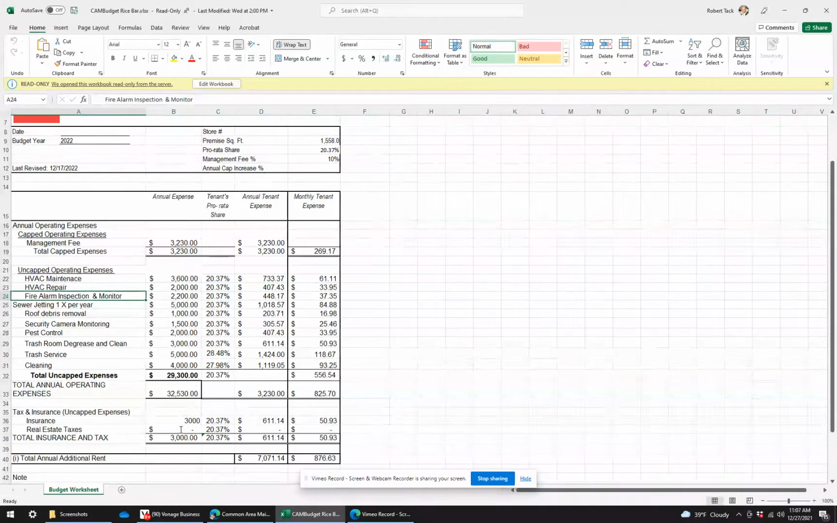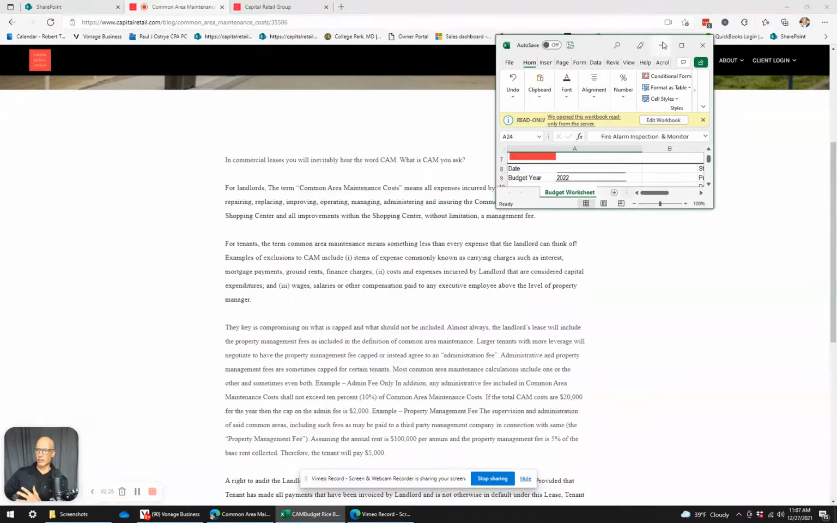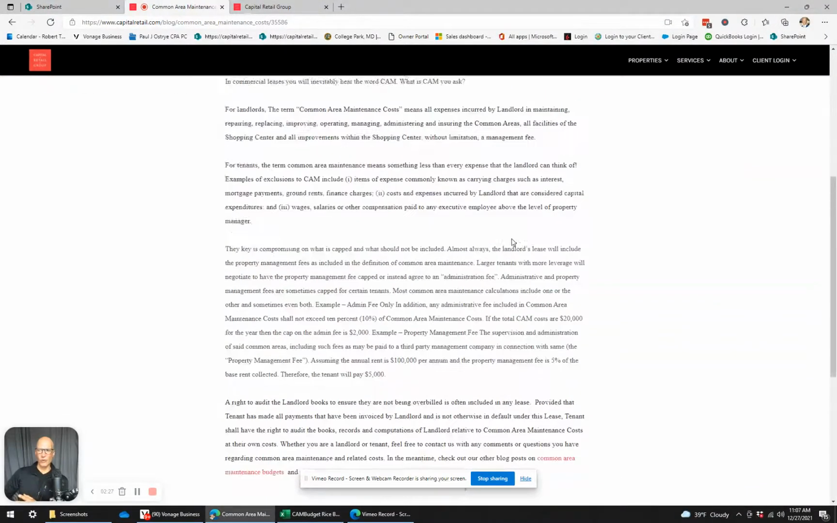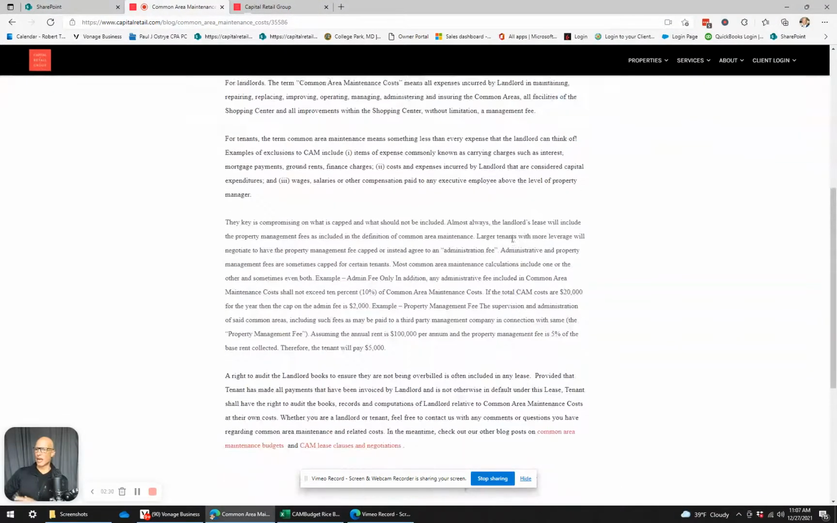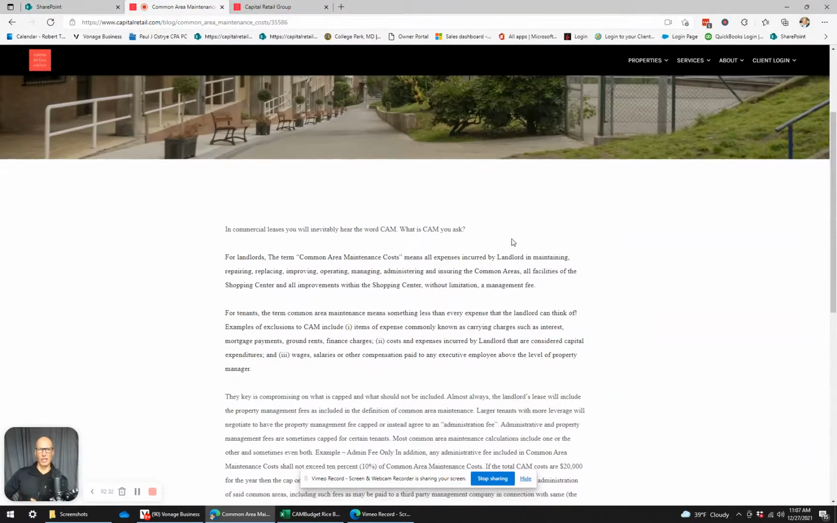So every year we need to go through and determine what was spent for that particular year and find out if the tenants are due a credit in 2022, for example, or do they need to pay more? And so we go through that process.